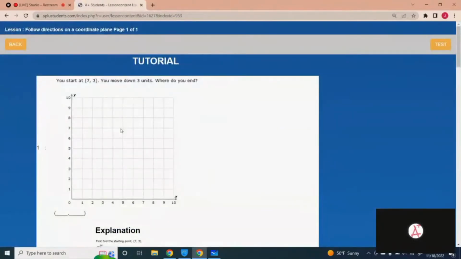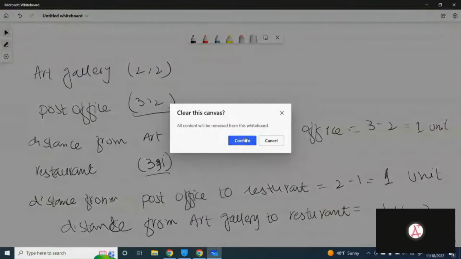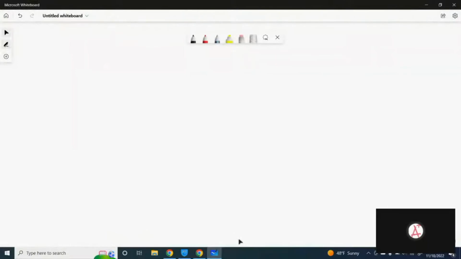Okay, you start at 7, 3. You move down 3 units. Where did you end? Okay, down 3 units. That means you started at 7, 3. Let me write down the lesson name first. The lesson name is follow directions on the coordinate plane.